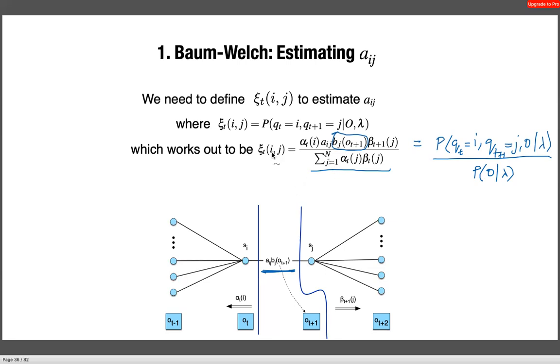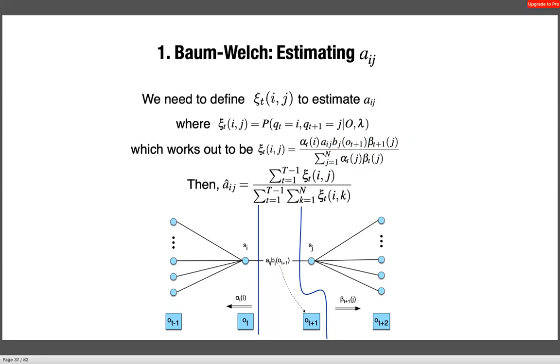So now you have psi t of ij, which is already computed. Now, how do I use this to estimate aij, which is my actual transition probability from state i to state j? Then an estimate of aij is the summation over all t of psi t of ij, because over all time steps you want to sum over this probability of being in state i and transitioning to state j. And then you normalize it.